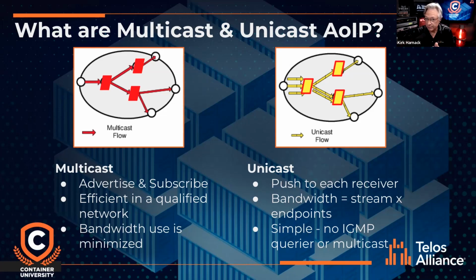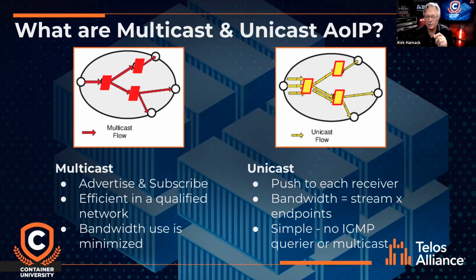Now, it is simple. Unicast is simple. There's no IGMP querier needed in the switches, and there's no multicast qualifications for the switches. Notice that in multicast, the originating device on the left needs to send only one stream. The receiving devices simply request a copy of any stream they want, and it's the Ethernet switches that forward the requested stream. It's not the originating device. It's the switches that do this work.